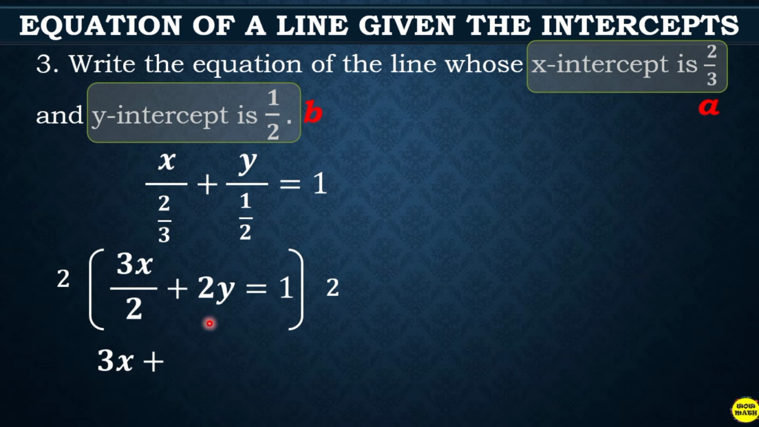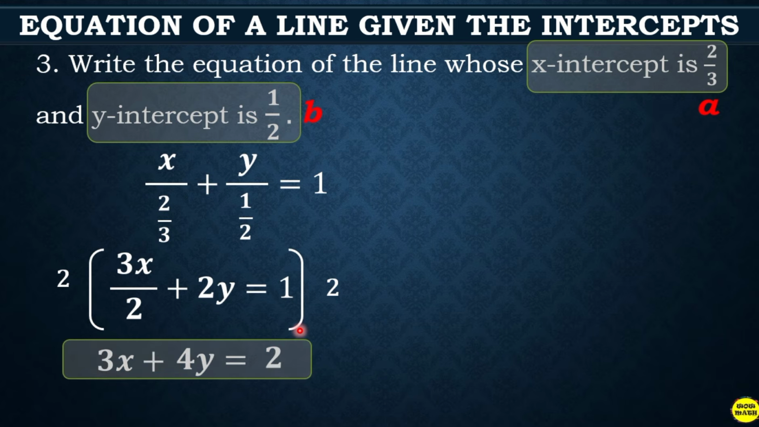And then, since walang i-divide, 'di ba? So, ibig sabihin, multiply na to agad. Kapag may denominator, doon tayo magdi-divide and then multiply sa numerator. But since in this case, wala siyang denominator, so ang gagawin po natin dito is multiply na po agad. So, 2 times 2y, that is 4y. And then, 2 times 1, that is 2. Okay, so we now have the equation of the line, 3x plus 4y equals 2 in standard form. So, this is the equation of the line in standard form if your x-intercept is 2/3 and your y-intercept is 1/2.